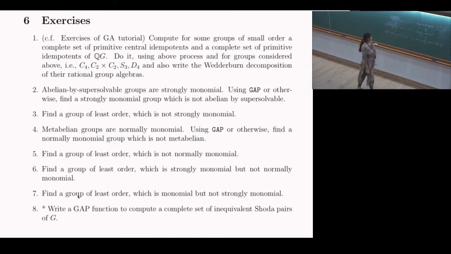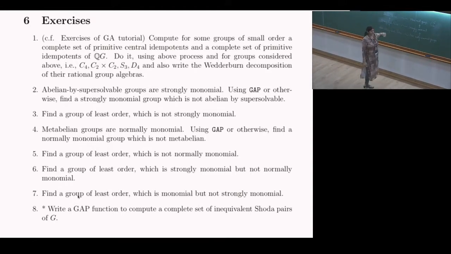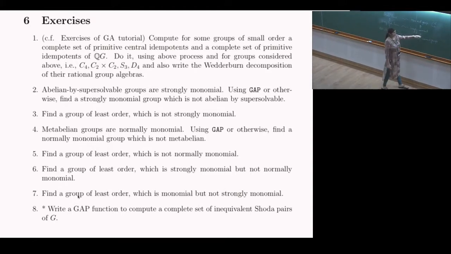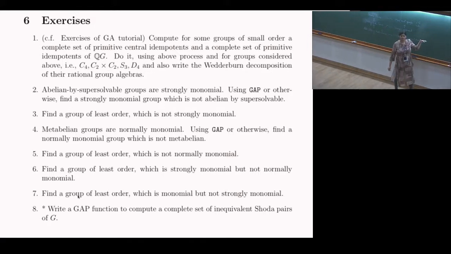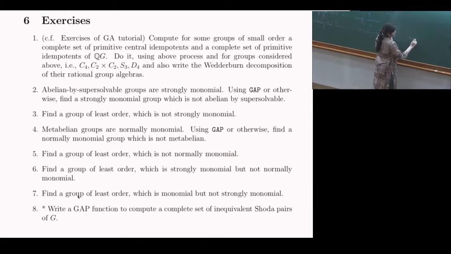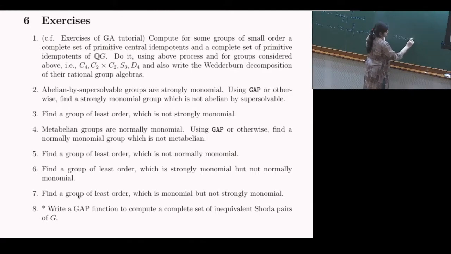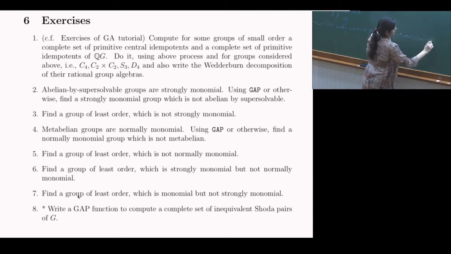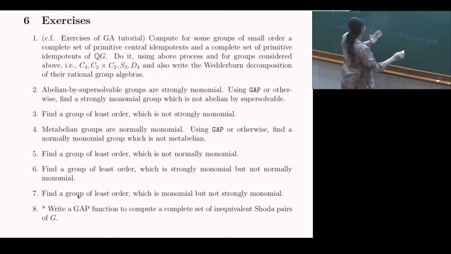Okay, and some examples first. Normally monomial groups. Which groups are normally monomial? One thing is to check by this, but then there is a class of groups that we know is contained here, which are metabelian groups. At least every metabelian group is normally monomial.